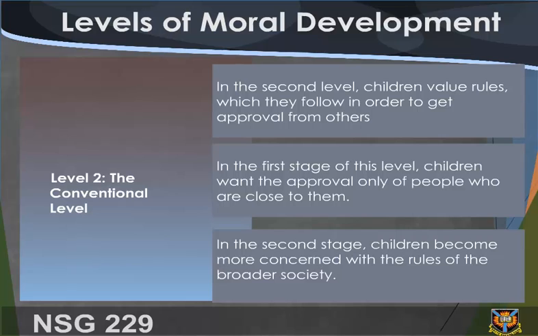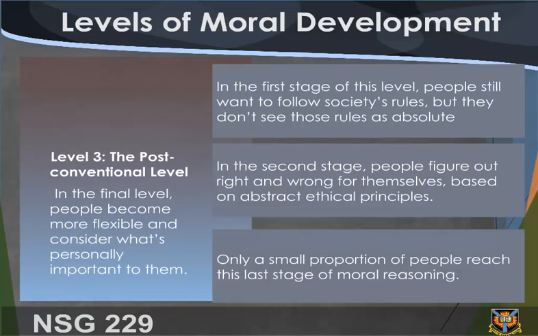Level 2, the conventional level. In the second level, children value rules which they follow in order to get approval from others. In the first stage of this level, children want the approval only of people who are close to them. In the second stage, children become more concerned with the rules of the broader society. Level 3, the post-conventional level.